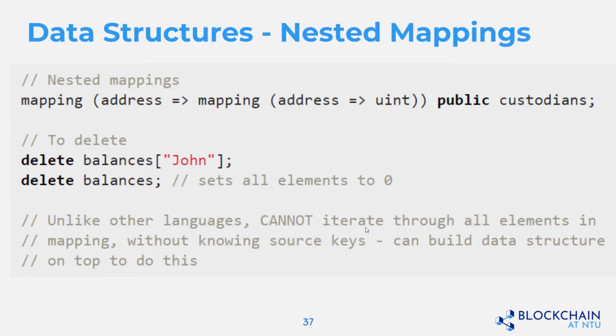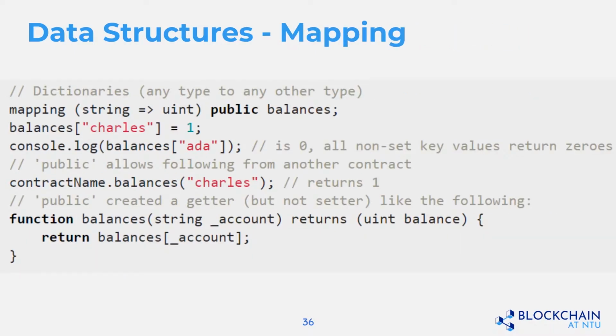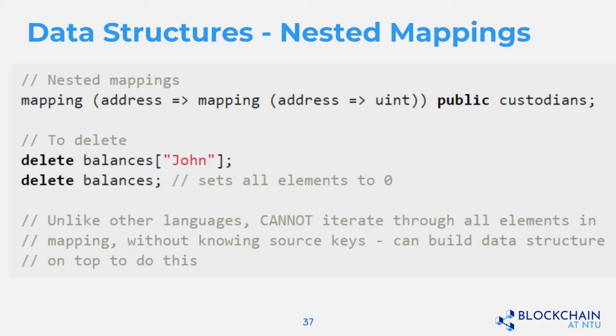Just to clear up the confusion, because the example delete balance John, the mapping you declared up there, the first mapping is different, right? So delete John can only be used in this mapping, right? Yeah, because the type doesn't match.